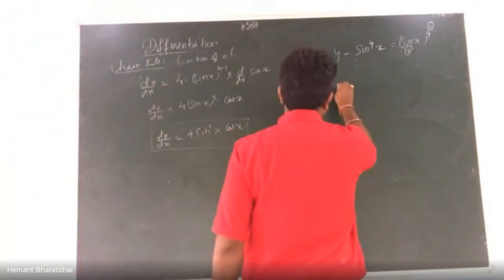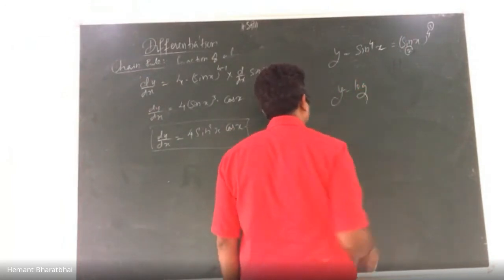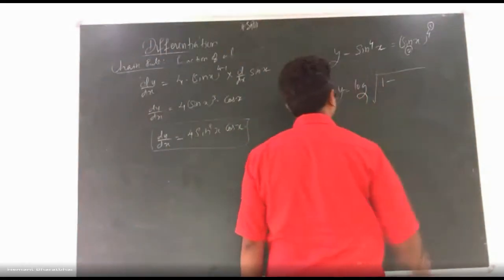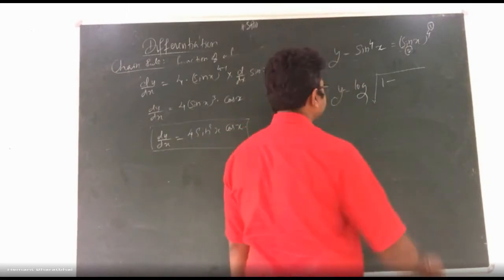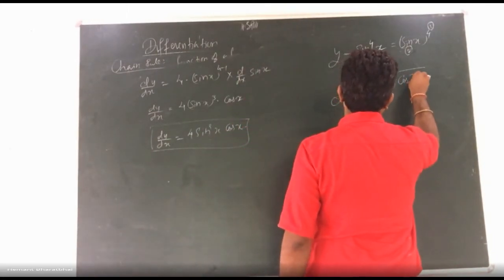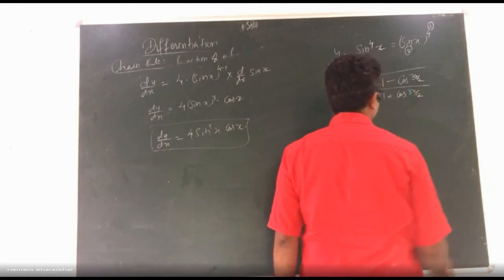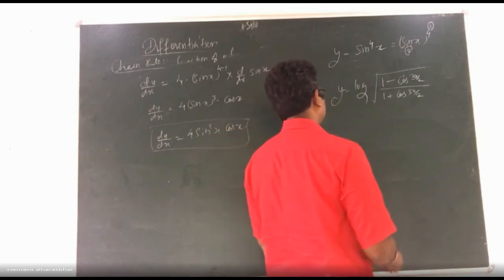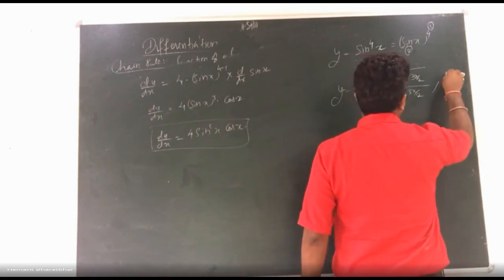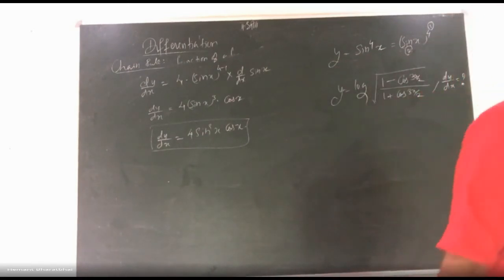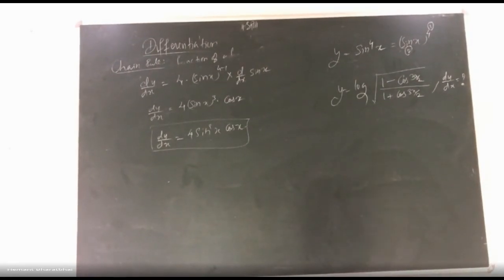Now you guys can try this next one. Try this in your book. y is equal to log of square root of 1 minus cos of 3x by 2 upon 1 plus cos of 3x by 2. I have to find the derivative of this. What will be the value of dy by dx? Everyone try this. I'm giving you 1 or 2 minutes. Try this if you are able to solve.